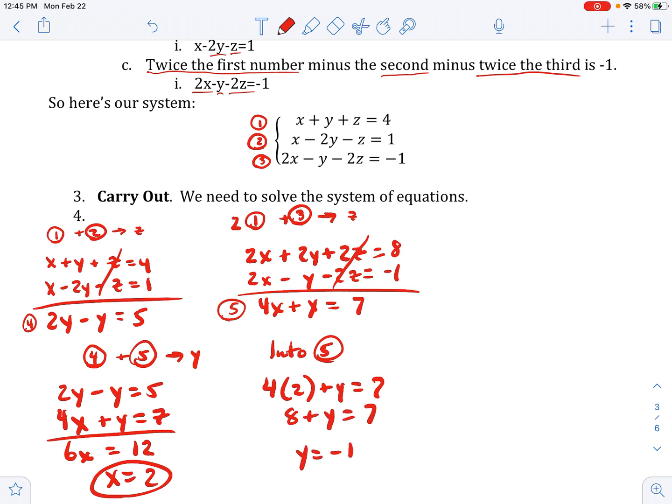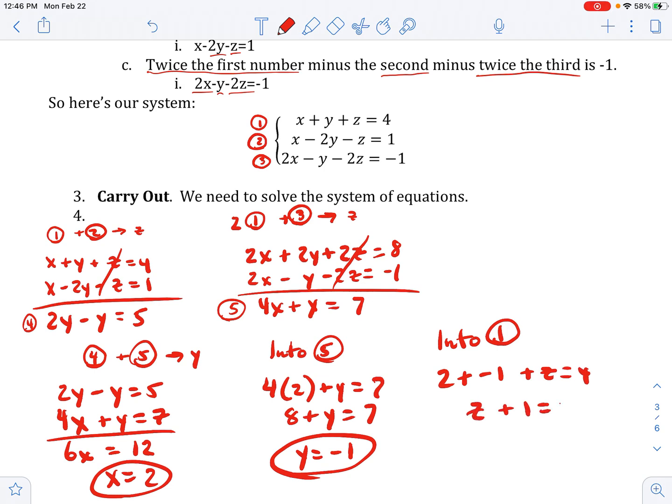And now we're going to take it back into either 1, 2, or 3. And I kind of like equation 1. It looks quite simple. So we have 2 plus negative 1 plus z equals 4. That would mean z plus 1 equals 4. And that makes z equal to 3.